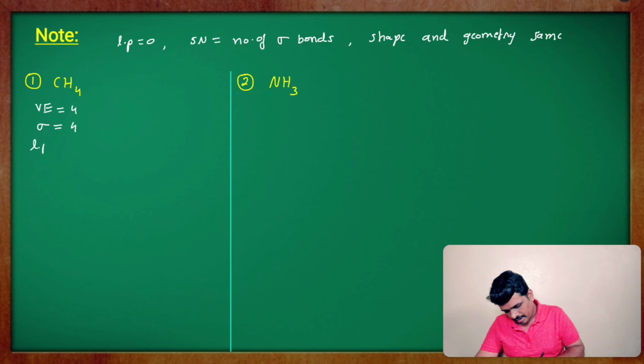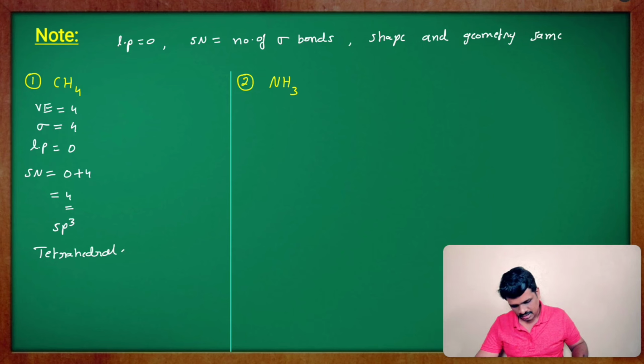What is the number of lone pairs? Here there are no lone pairs, 0. Why? The valence electrons of the central atom in this molecule is 4 and already 4 sigma bonds are formed. So there are no lone pairs on the central atom. So steric number will be equal to 0 plus 4, which is nothing but 4. So what is the hybridization here? sp3. The geometry will be tetrahedral.